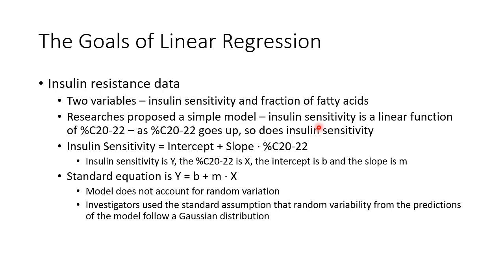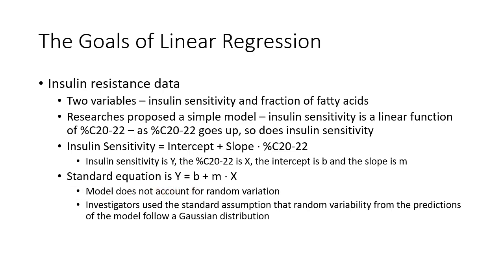Okay? So anyway, here we're going to find, as I mentioned, the insulin sensitivity is the y. X-axis is going to be that percentage of the fatty acids. The intercept is b, and then my slope is m. If you go back to your high school math classes, I haven't looked at this stuff in a long time either. But again, just take it for granted here that this is the equation for a slope of a line.